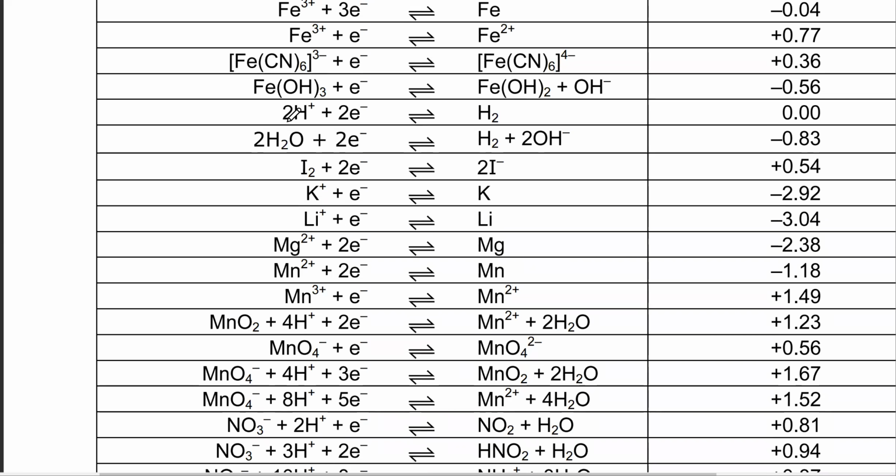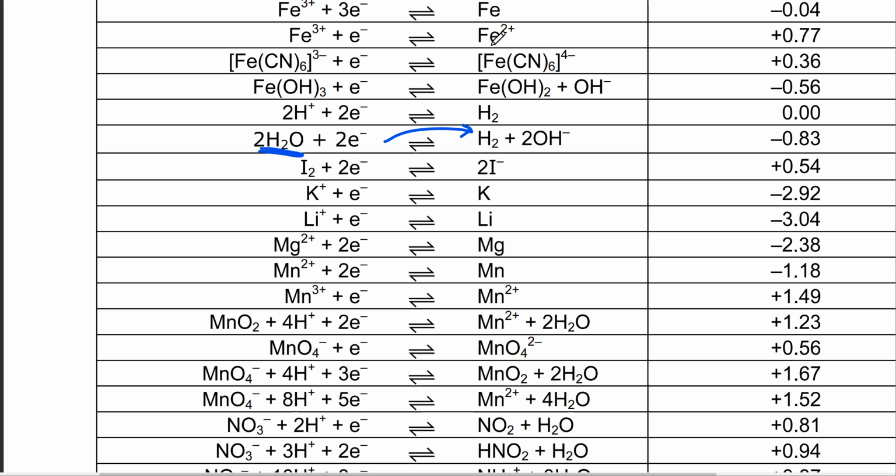If you look carefully, here's another equation where water is gaining electrons, 2 electrons. So I'm going to copy that. It's 2H2O plus 2 electrons. And the product is H2 plus 2OH-. So the potential for this one is minus 0.83 volts.